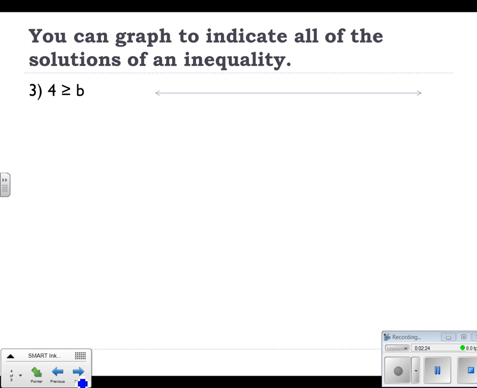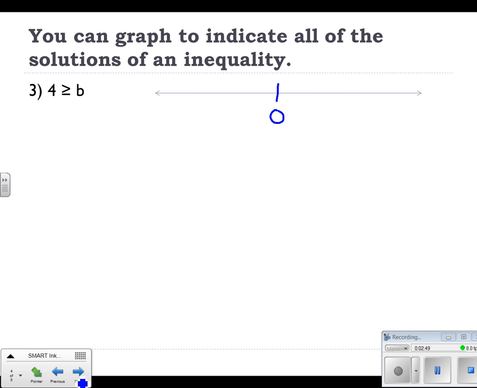So now we're going to be graphing to indicate all of the solutions of an inequality. In the last chapter with equations, where we had an equal sign and b equals 4, that was the solution, that was it. Well, now with inequalities, there's more than one solution. So here for number 3, it says 4 is greater than or equal to b. And so we're going to graph the solutions on a number line.